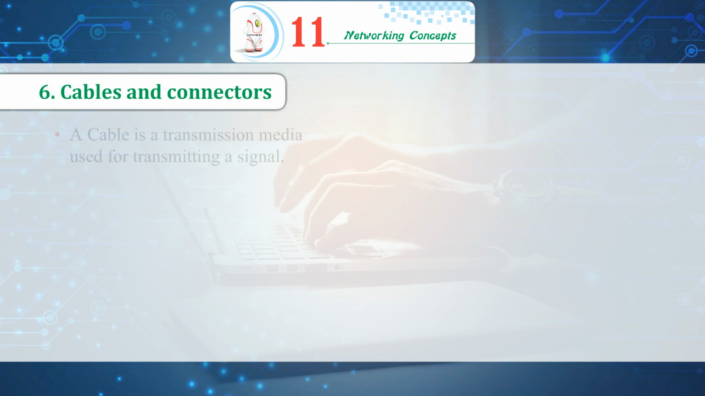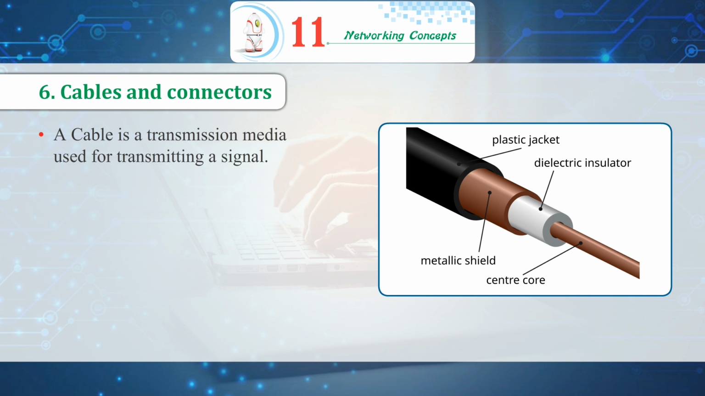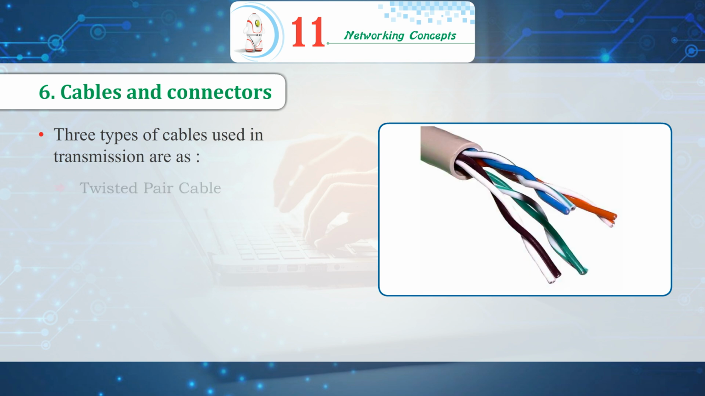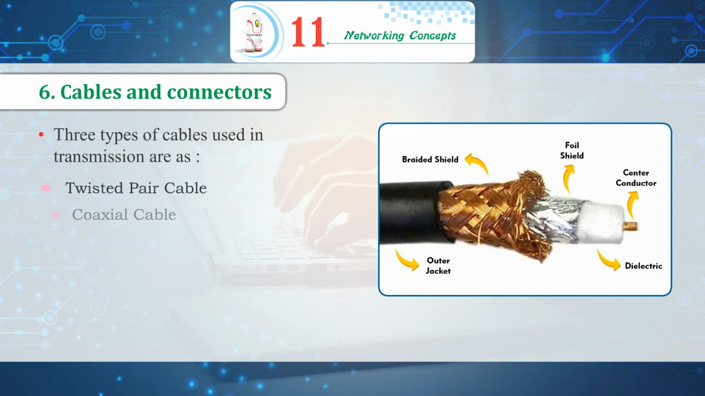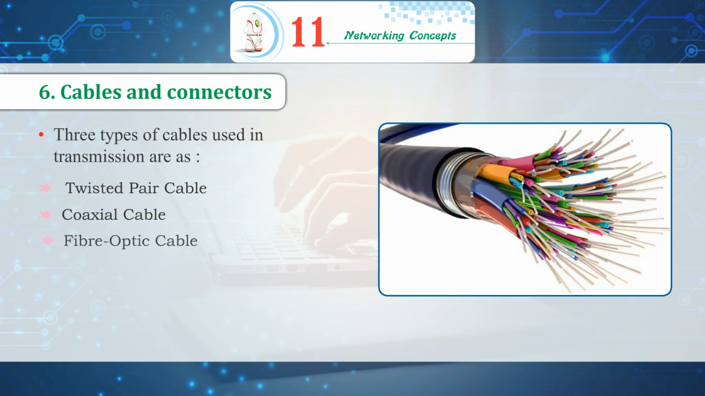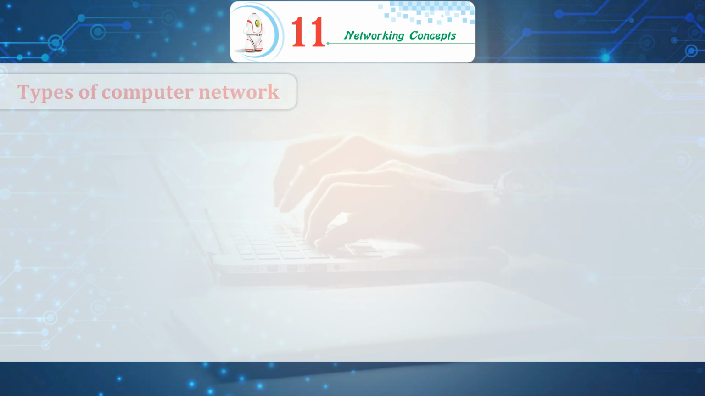6. Cables and connectors. A cable is a transmission media used for transmitting a signal. Three types of cables used in transmission are twisted pair cable, coaxial cable, and fiber optic cable.